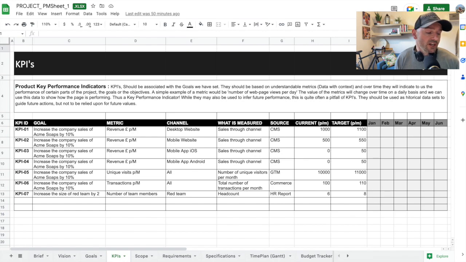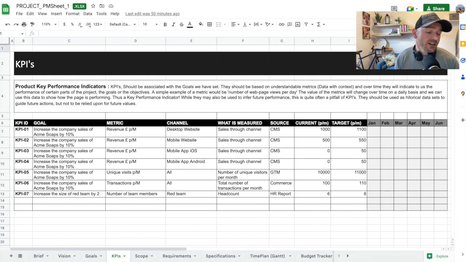And then we've got other things. Maybe we want to track the transactions per month, not necessarily the revenue, but the number of transactions, or maybe the ticket price, like how much per transaction. And we can maybe pull that through a commerce engine, WooCommerce or Drupal or whatever we're using.